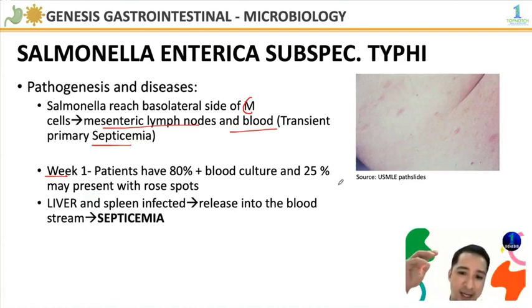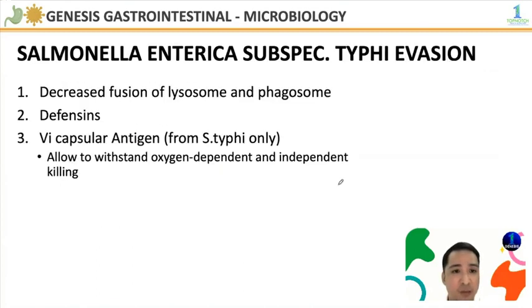Once your Salmonella gets into the blood, it can seed to other organs, and you will see signs of sepsis. For example, the patient may present with fever. So again, this is how your Salmonella enterica subspecies typhi evades. They decrease fusion of the phagosome with the lysosome, with defensins and the Vi capsular antigen. With this Vi capsular antigen, they can withstand oxygen-dependent and independent killing.